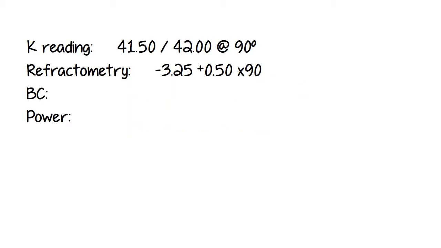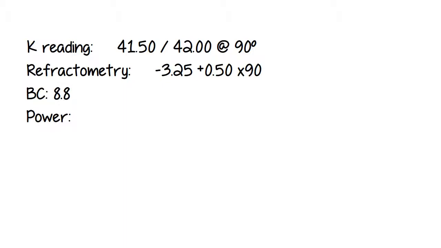Okay, for this patient we have K readings of 41.5 and 42 at 90. Refractometry is -3.25 plus 0.5 at 90. The base curve, like I said, we're not going to figure it out mathematically. We're just going to look at a chart. But what you do need to know is when you look at the K readings, you're going to take the flatter one. That's what we're going to go by. And the flatter one is 41.5. We also know that that is a flat cornea because it's under 42. So the base curve will be something like 8.8.